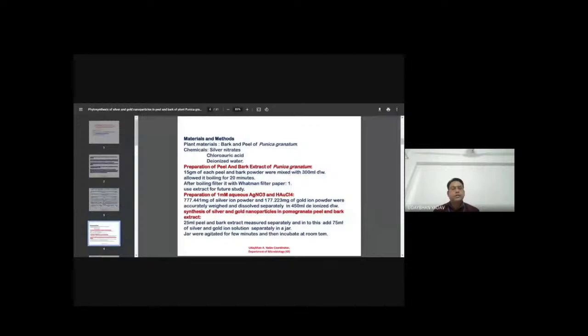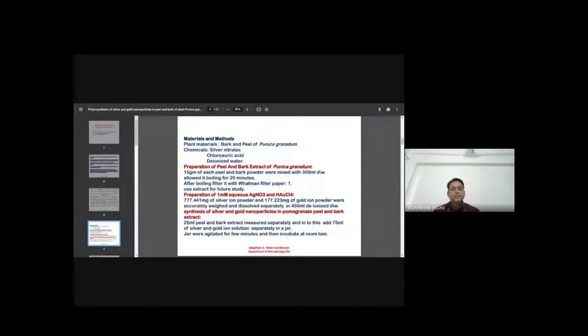Now the materials and methods. Here, the plant material taken was the bark and peel of Punica granatum. The chemicals used were silver nitrate, chloroauric acid, and deionized water.